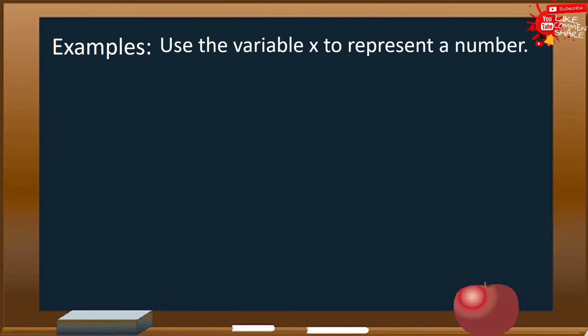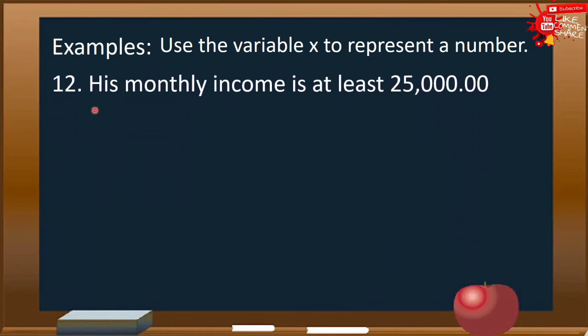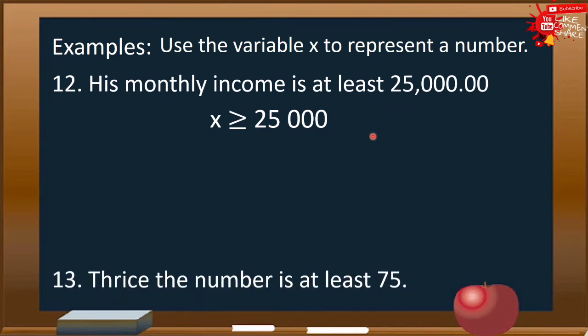Now let us have example number 12. His monthly income is at least 25,000 pesos. So we will represent the variable x as his monthly income. Then is at least means it is greater than or equal to. So that's why we will have the symbol x, then we have is greater than or equal to 25,000. So this is the mathematical sentence for his monthly income is at least 25,000 pesos.